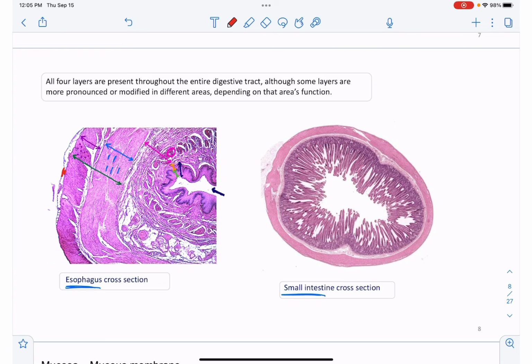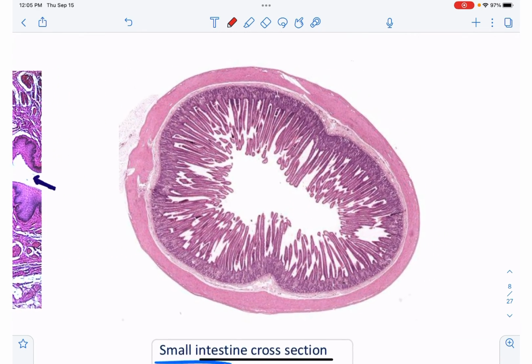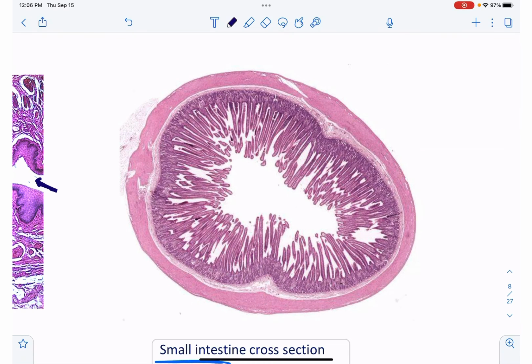Now let's look at the small intestine. First off, here's the lumen. This is the open channel that the food's going to pass through. And the layer of the alimentary canal that lines the lumen, again, is the mucosa. And the mucosa in the small intestine is highly modified. It has these finger-like projections that we call villi. So the mucosa in this instance is running all the way right about there. That all represents the mucosa.